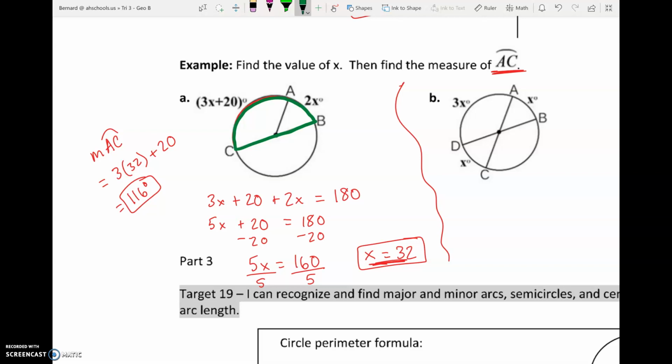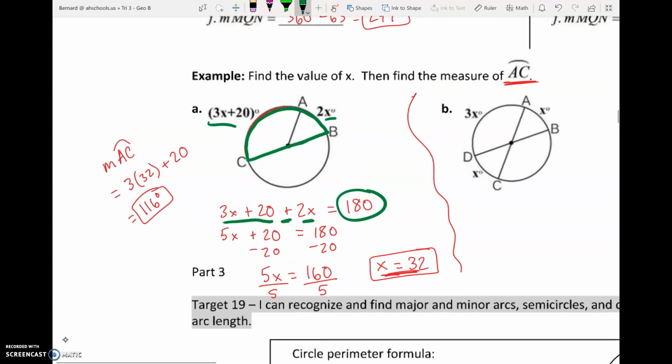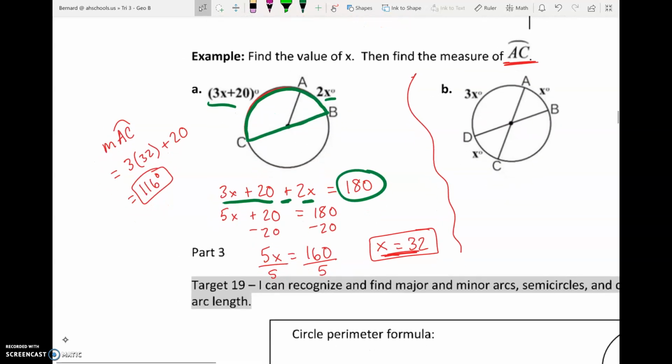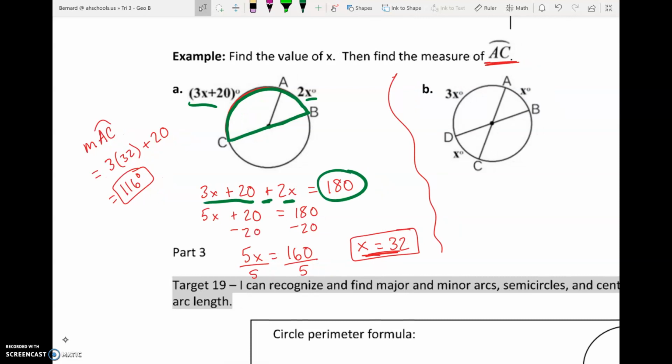And so those two arcs from A to C, which is the 3x plus 20 part, and A to B, which is the 2x part, those two combined make half the circle. And so if we take those two, 3x plus 20, and add them together, so plus 2x, we can set it equal to 180 because it's half the circle, right? And then we just solve for x, combine your like terms, get x by itself. We see that x equals 32.